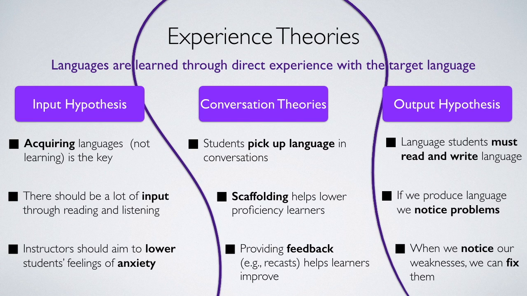Swain adds that when students produce language, they are able to notice the difference between speakers of higher proficiency and themselves, reflect on the differences, and then modify their linguistic output accordingly. This is similar to the social distance hypothesis, which we'll look at in a couple of minutes.